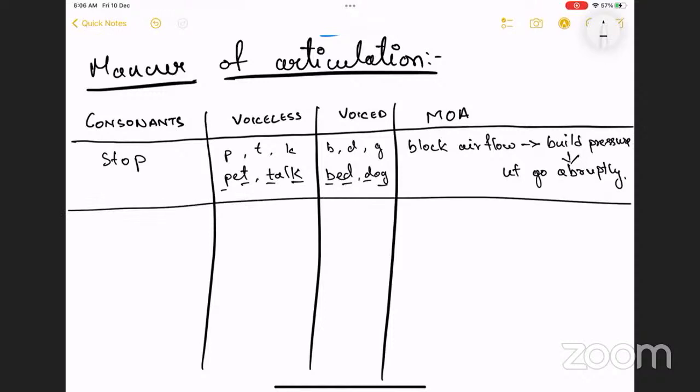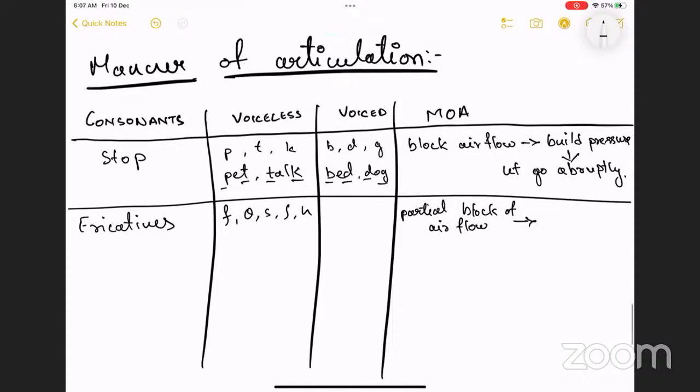Next, we have the fricatives. Now fricatives, one is it's easy. Fricatives, you have f, of course, and then you have theta, then you have s, then you have sh, and then you have h as voiceless. Now, what happens in fricatives is it is very similar to stop consonants, but it is not a complete block of airflow. It is a partial block of airflow. After this partial block, the air is allowed to escape through a very narrow gap.